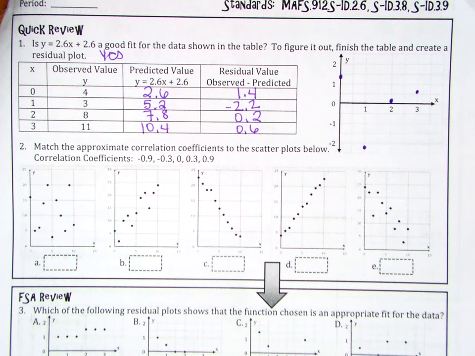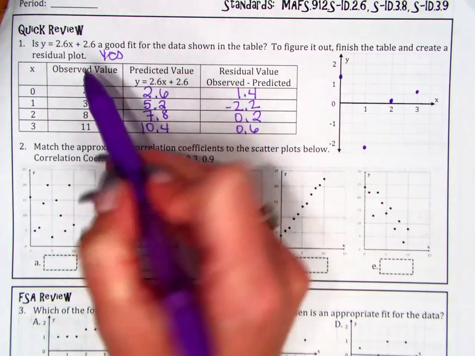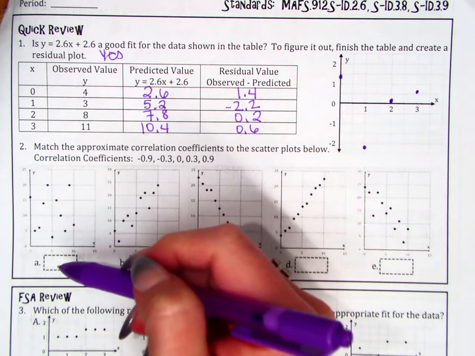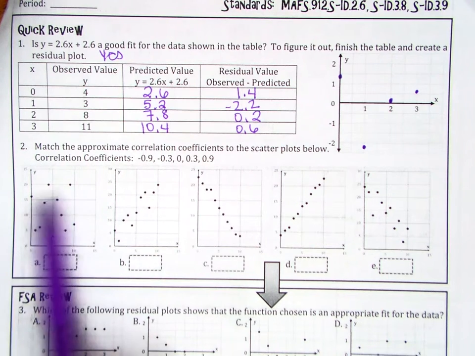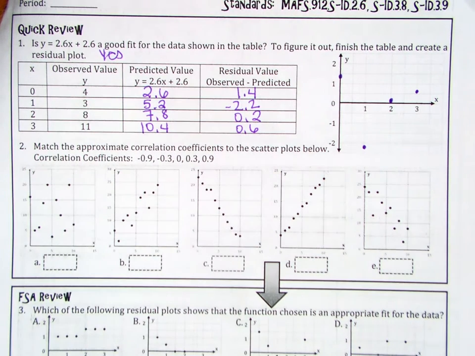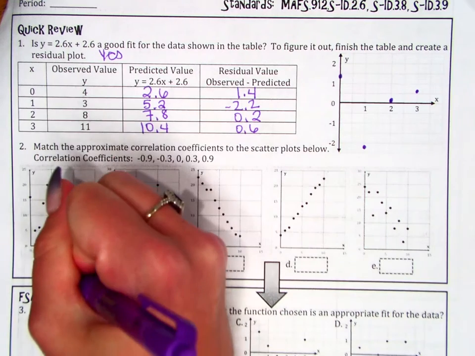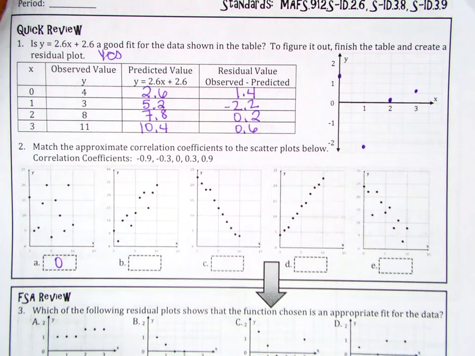Alright, so now we're looking at correlation coefficients. So the correlation coefficient is related to how your line of fit relates to your data. So I want to match. Alright, so let's look at this part A. So I've got the scatter plot. All those points are everywhere, so there is no correlation in this data. So you would put 0, because there's no correlation.